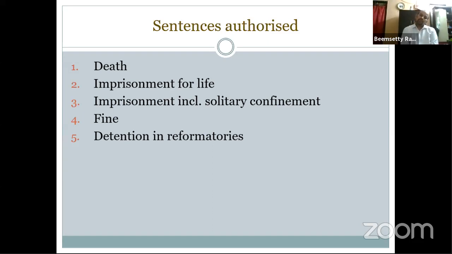Then even in the Supreme Court, if the death sentence, the capital punishment, is confirmed, then what is the procedure?